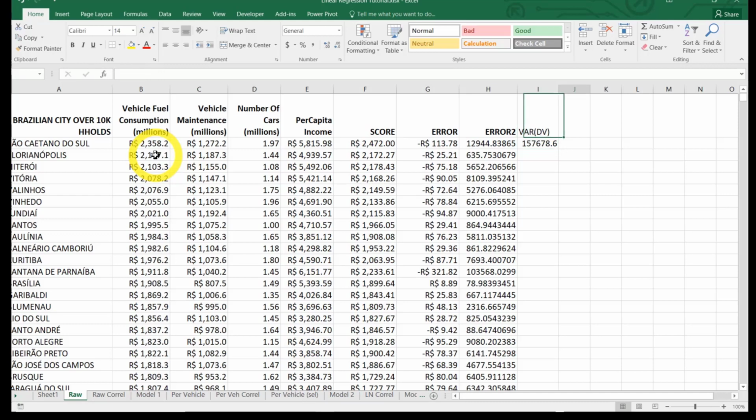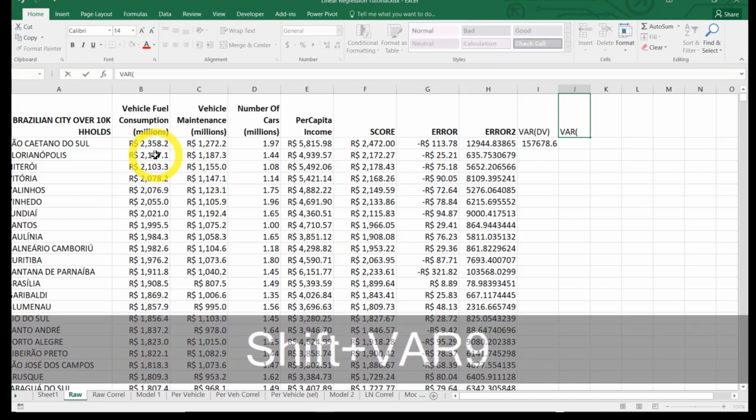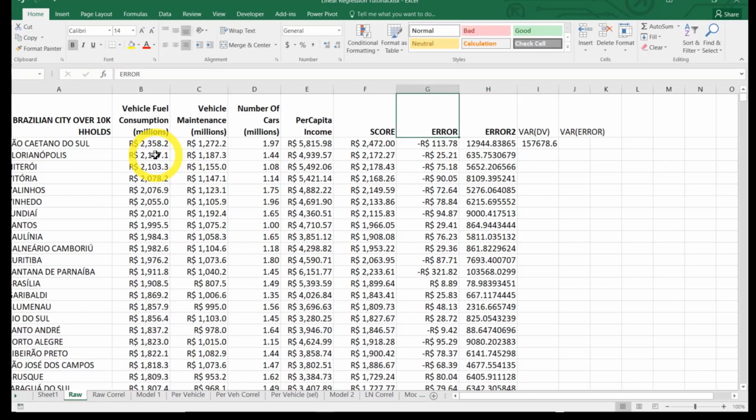And we're going to compare that with the variance in the error. Not error squared, but error. Same thing, VAR of the error. Here's the amount of variation that we got in the error, the extent to which we overshot or undershot in our estimate of fuel consumption. So this is the amount of variation in the error. And by comparing the error variance with the variance in the dependent variable, we get a sense of how off our estimates were.